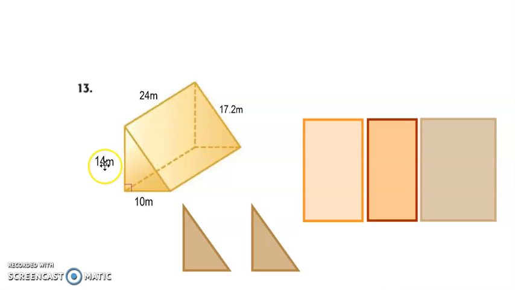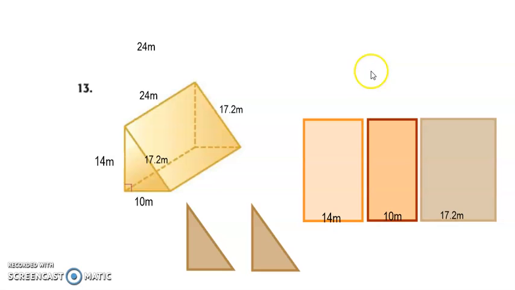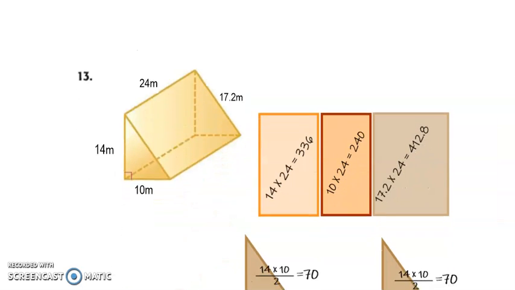But let's look at these lengths right here. We've got a 14, and we've got 10, and we've got 24. Oops, that is not right. It's a 17.2. All of these right here are the sides to the triangles. That original triangle is a 14, a 10, and a 17.2. So we're pretty much looking at a net again, so you can figure out the area of each one of these. And I've got that figured out for us.